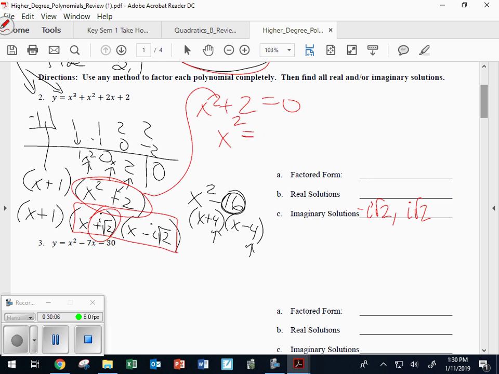X squared equals negative 2, square root, and you're going to end up with the same thing, except you have to do this whole absolute value thing, and then you got your two answers. Negative i root 2, positive i root 2. Yes?